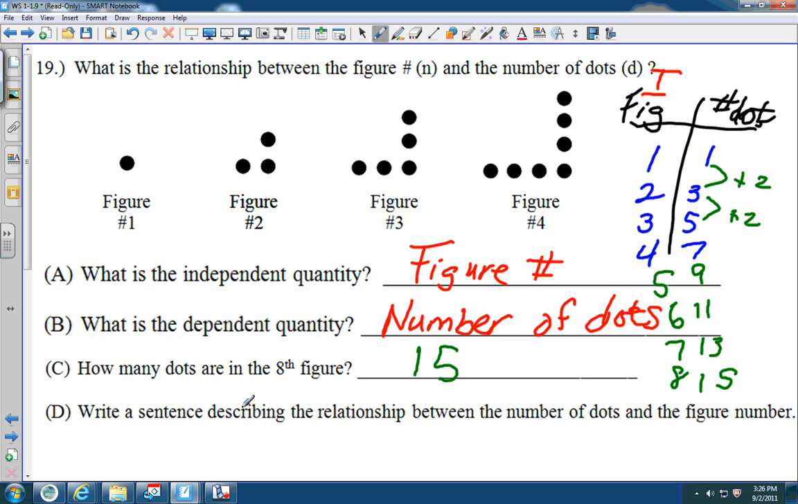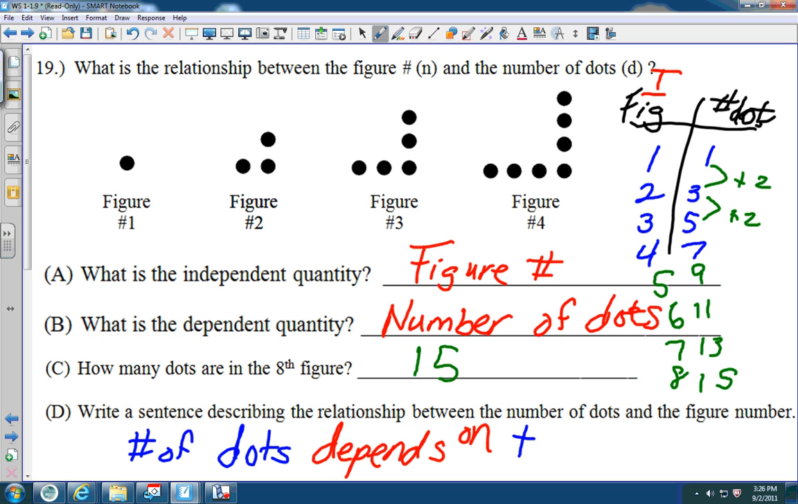It says, write a sentence describing the relationship between the number of dots and the figure number. Well, what's happening? Okay, when we write a sentence, we're going to use the phrase depends on. Now remember, y depends on x. So the number of dots depends on the figure number.